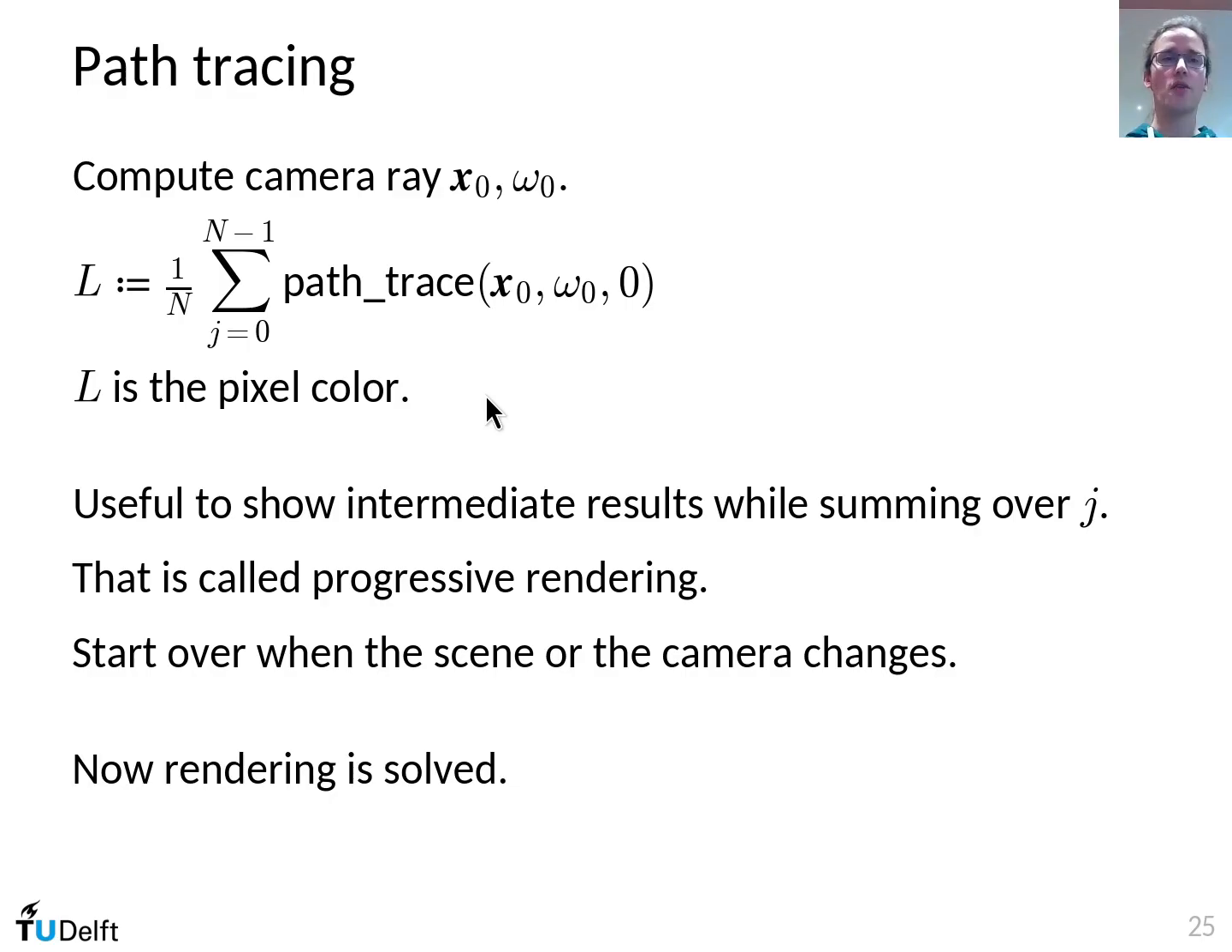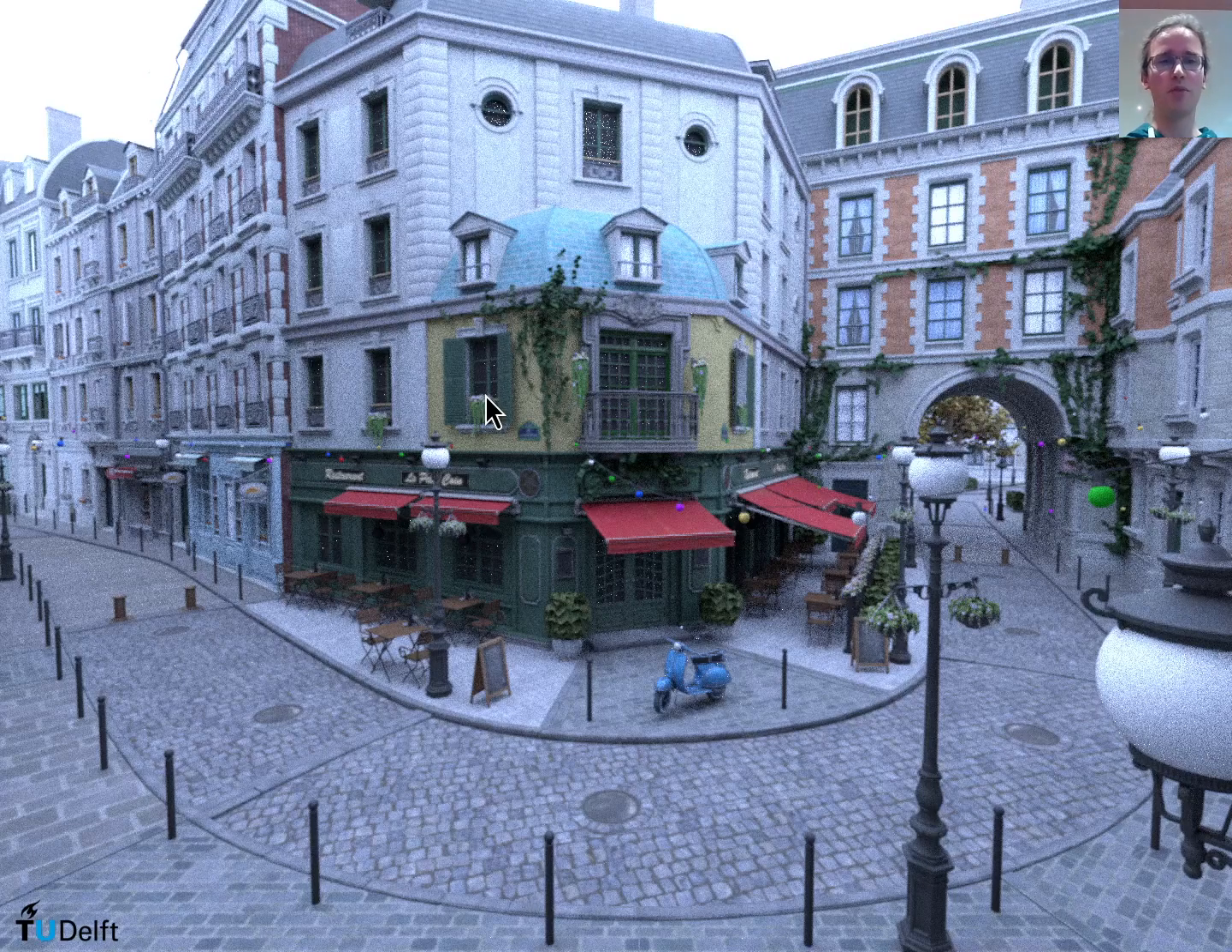Okay, and that's it. That's our renderer, that's our simple path tracer, and with that rendering is solved because we now have an unbiased way to solve the rendering equation. Or is it? I mean, maybe it's not quite as simple. So before we celebrate, let's take a look at the results that we are getting here.